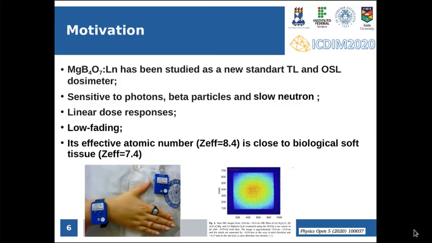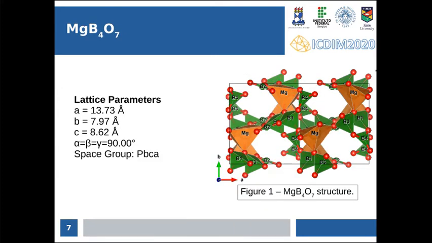Here you can see two possible applications. On the left side, a typical dosimeter, and on the right side, a 2D OSL film. This is the structure of MBO, and here you can see the structure parameters and space group.